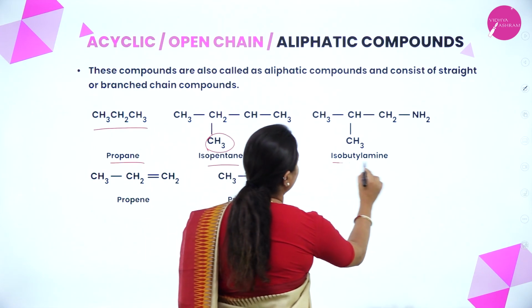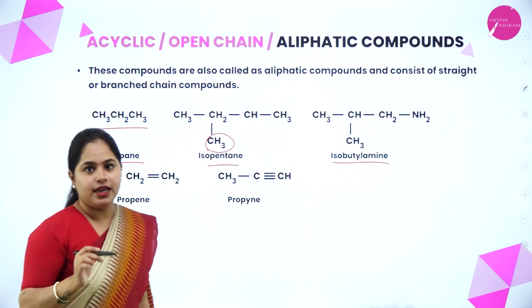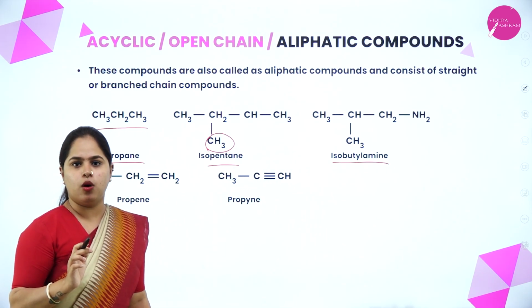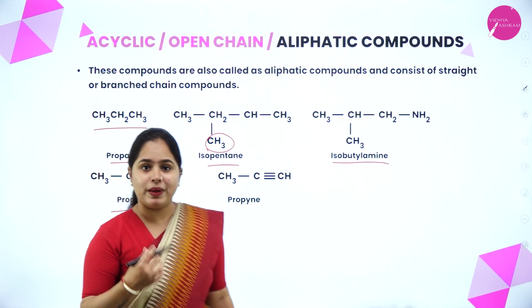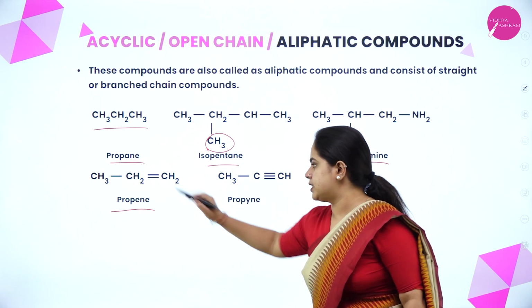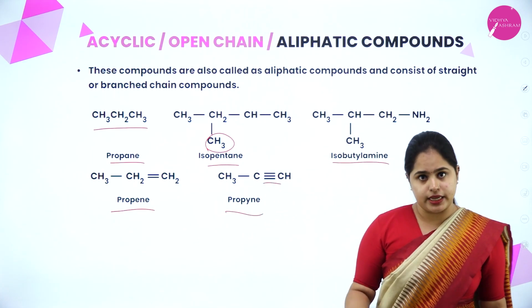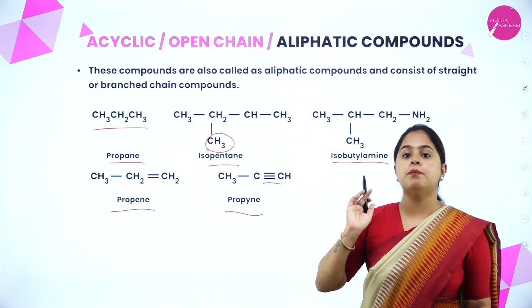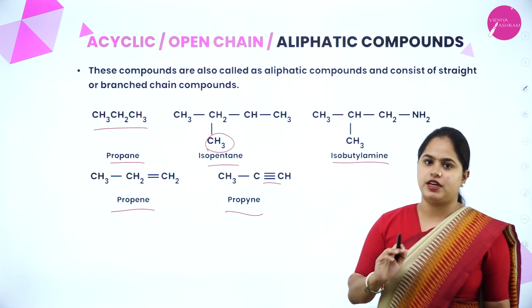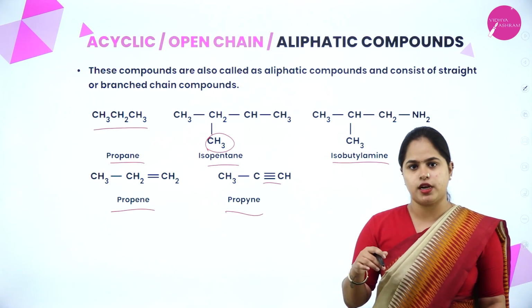So now coming on to isobutylamine. Even this is a branched chain compound, which comes under aliphatic. Now another example is propene. Propene is an alkene, right? Double bond is there. Now propyne, it is an alkyne. All this comes under aliphatic. Okay, all straight chain and branch chain compounds come under aliphatic hydrocarbons or aliphatic organic compounds, right?